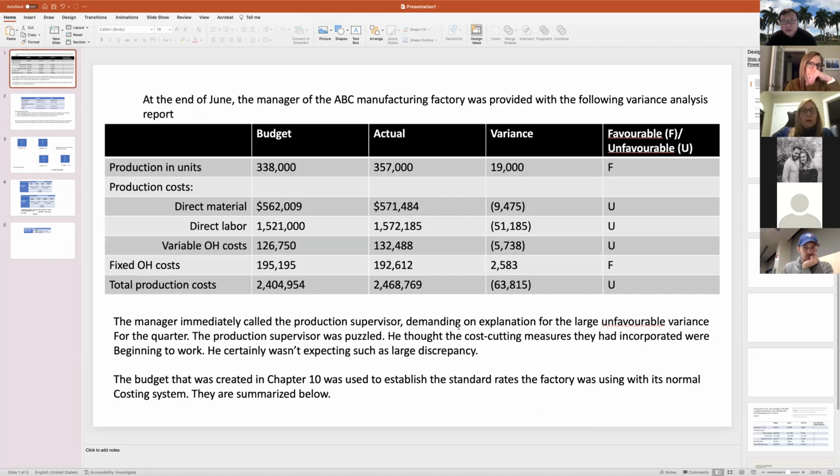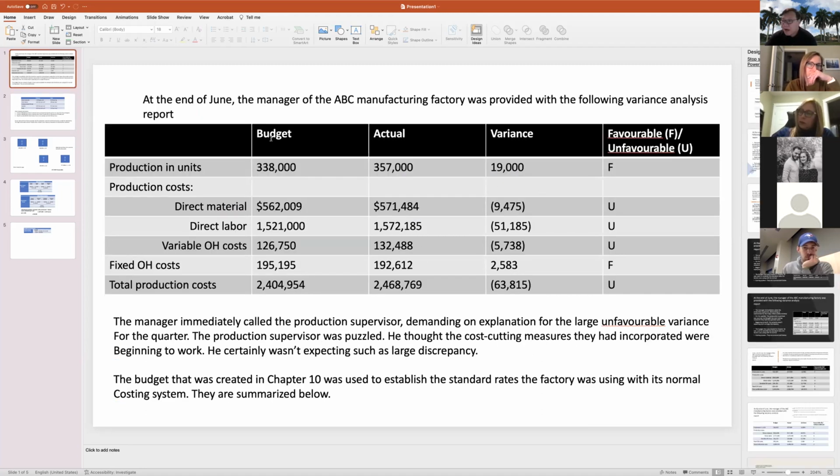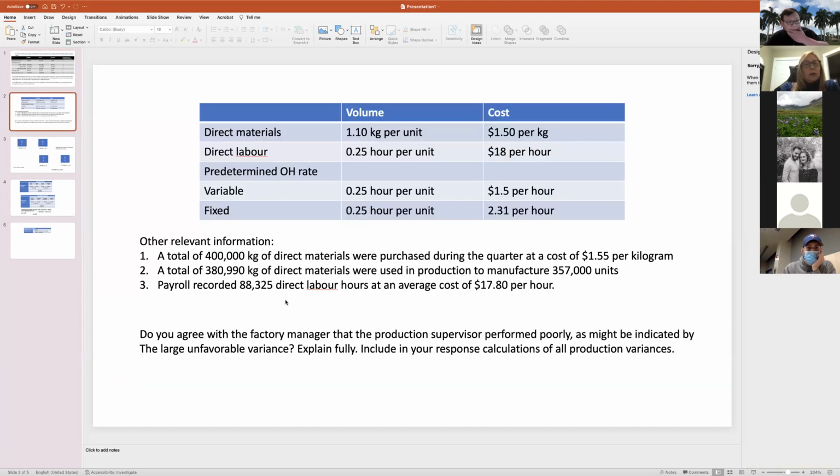Okay. So yeah, when you directly compare the budget number versus actual number, you get a very big unfavorable balance. Is this the reason you would blame the manager for performing poorly, right? So then we have to do some variance analysis here. So here, let's think about the direct materials purchased.